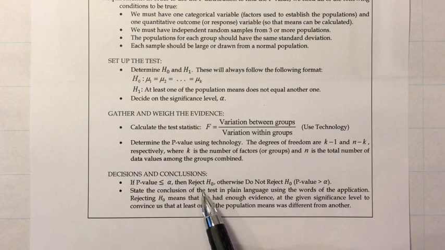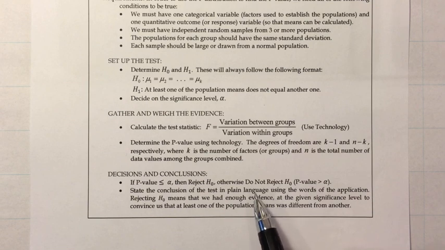Step 5 being decide whether to reject or not, and as normal, that will be by comparing the p-value to alpha. And then we'll state the conclusion of the test in plain language using the words of the application. Rejecting H0 means that we had enough evidence at the given significance level to convince us that at least one of those population means was different from another one. But when we do this for an actual problem, we'd want to mix in the application into the language a little bit.